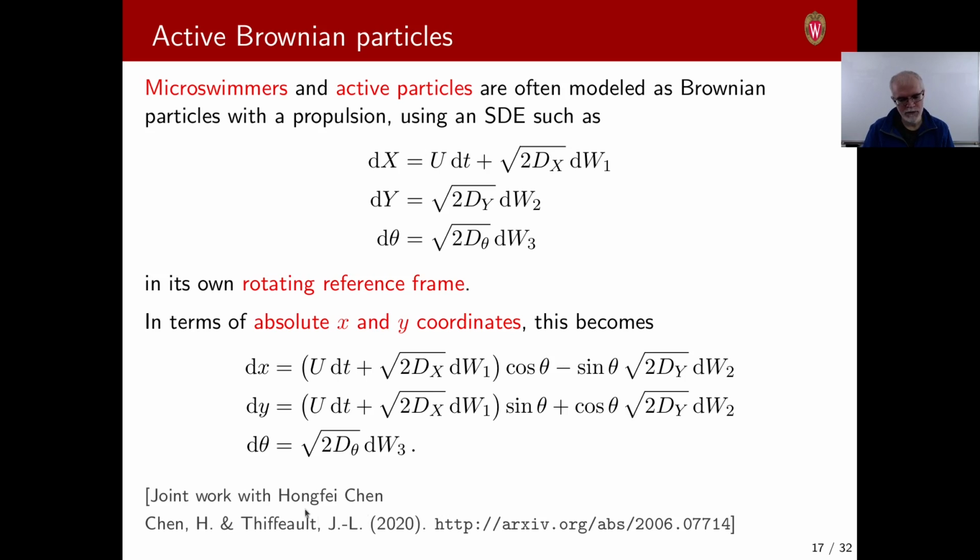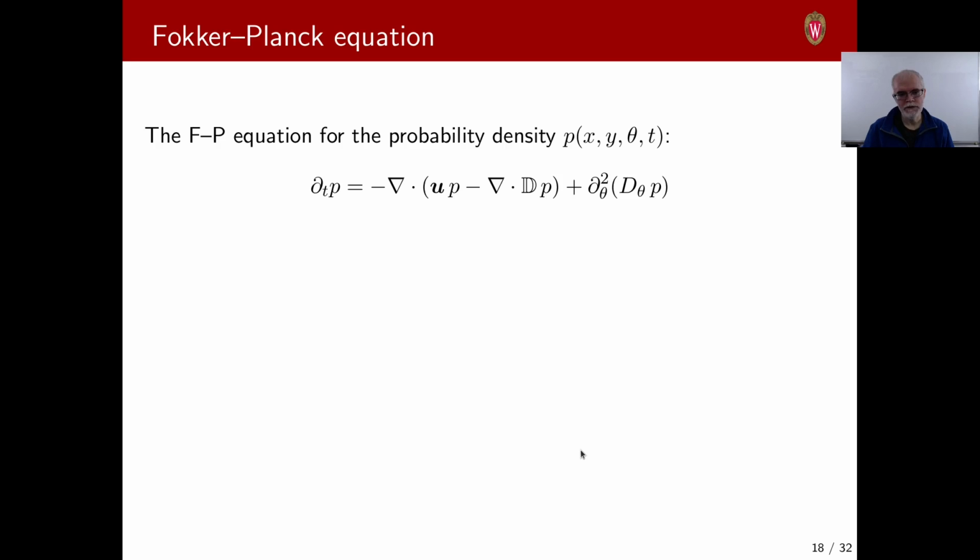This is joint work with my student Hongfei Chen that appeared last June as a preprint, so if you're interested, it's June 2020. So immediately we start from this stochastic model and find the so-called Fokker-Planck equation for the probability density of the microswimmer, and that's for a microswimmer to be at position x, y with orientation theta at a time t.